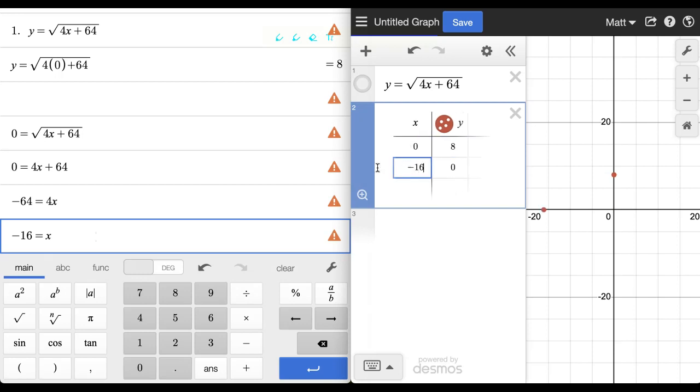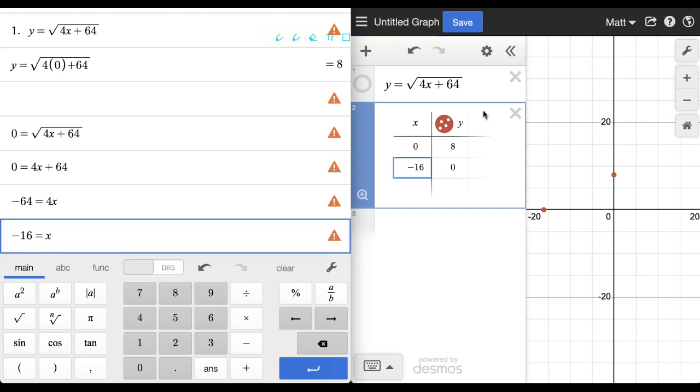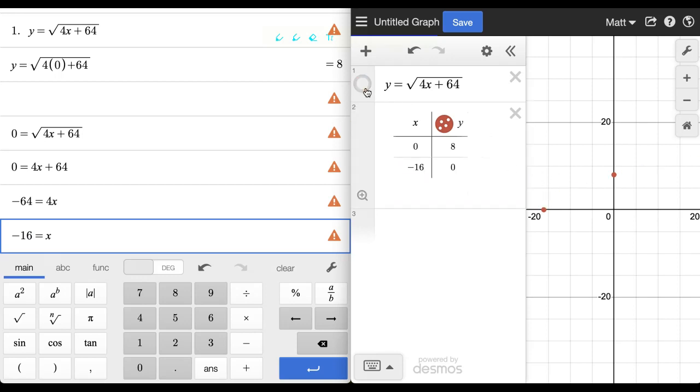Okay? So these are our answers. This is the y-intercept of 8. This is the x-intercept of negative 16. On the right side here is just confirming visually and graphically that we have the right answers. Okay, so there we go.